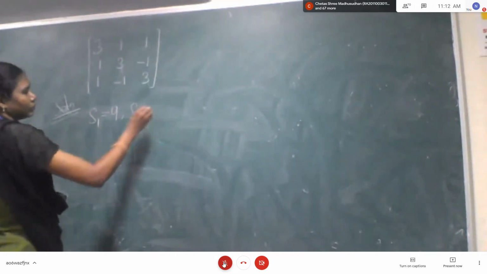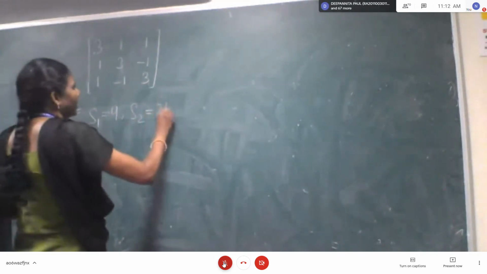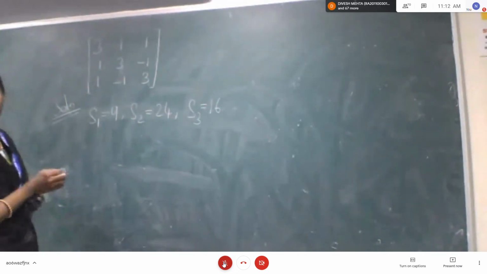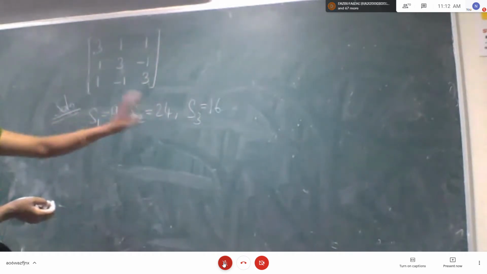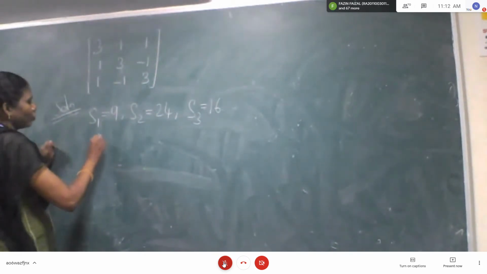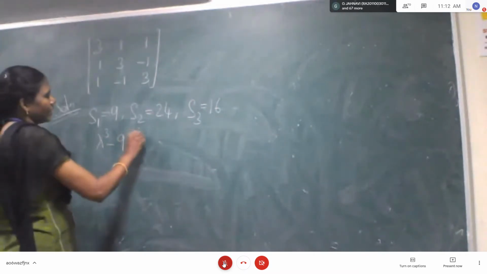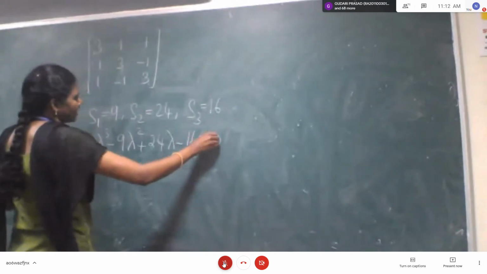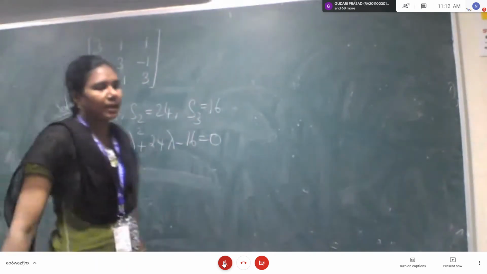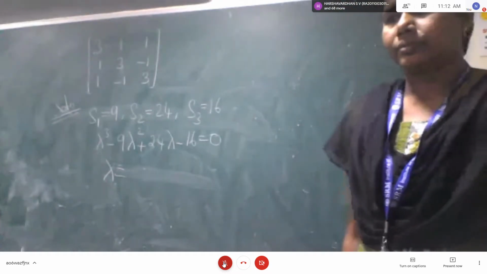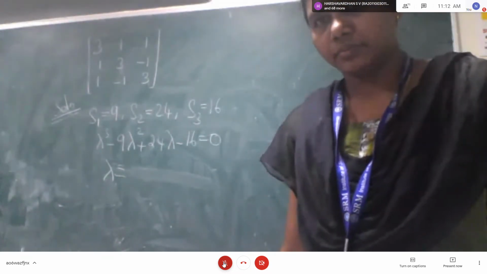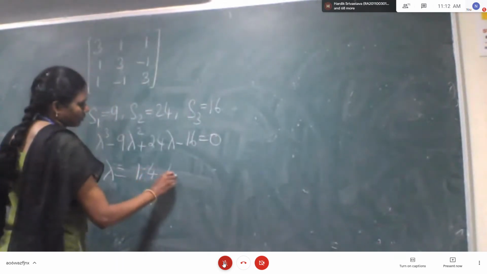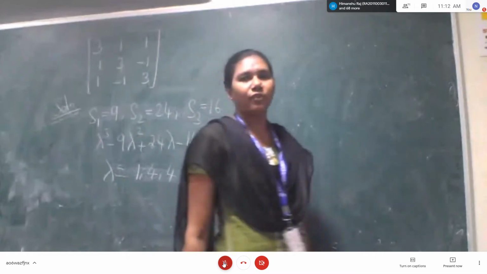S2, 24. S3, 16 or 15. The characteristic equation is lambda cube minus 9 lambda square plus 24 lambda minus 16 equal to 0. Then find the eigenvalues. Lambda equals 4, 4, 1.